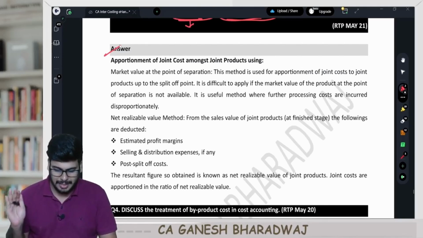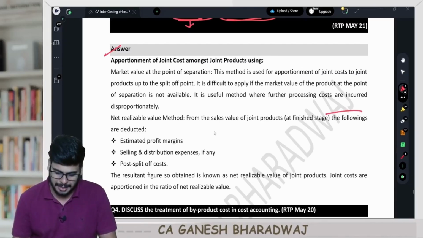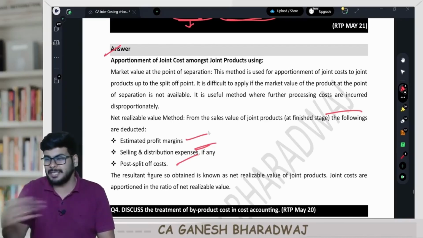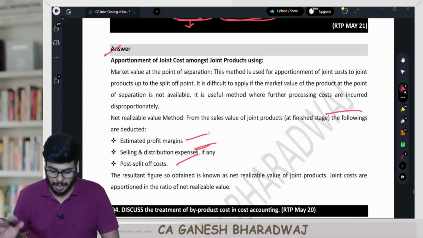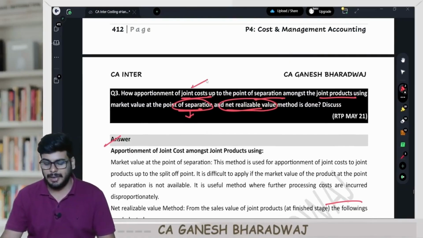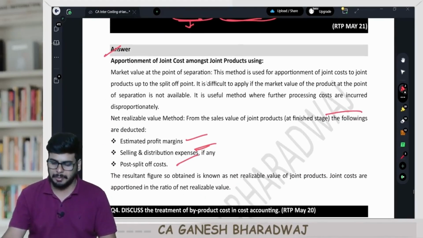Clear with this, guys? So whatever we have learnt, they have just put it here. NRV: you should take the final sale price minus all these post split off costs, your selling and distribution costs, estimated profit margins, whatever is incurred after your split off point, reduce that to arrive at the NRV. So they have just asked you how to do it. Sale value at split off point will be given. The market value you need to find and use that as the basis for apportionment.